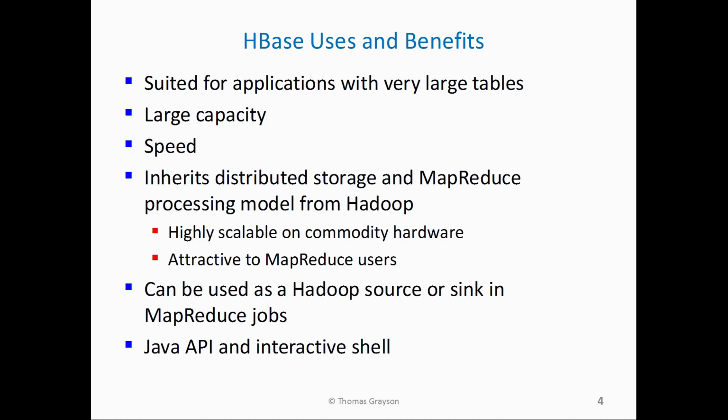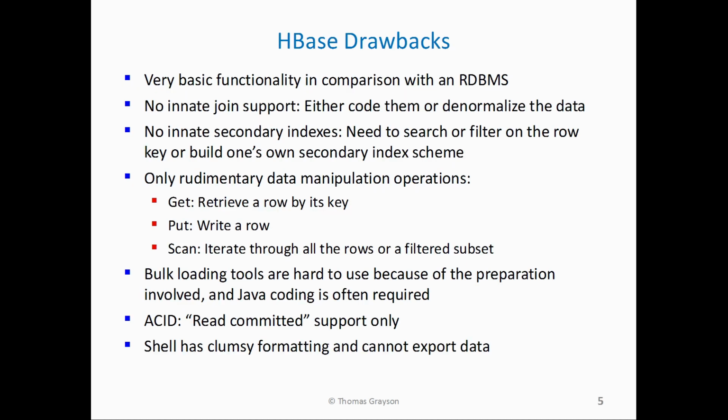HBase is well suited for applications with very large tables that need large capacity and speed. It inherits the distributed storage and MapReduce processing model from Hadoop. It's highly scalable on commodity hardware and attractive to MapReduce users. It can be used as a Hadoop source or sink in MapReduce jobs. The Java API and interactive shell are typical ways of interfacing with HBase.